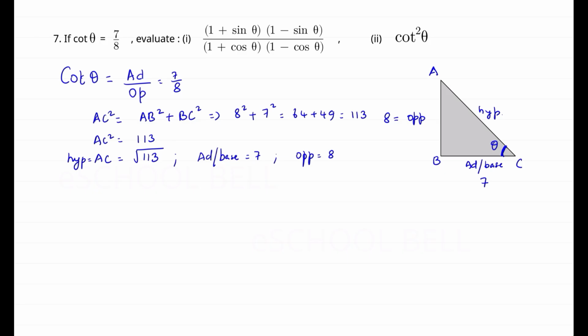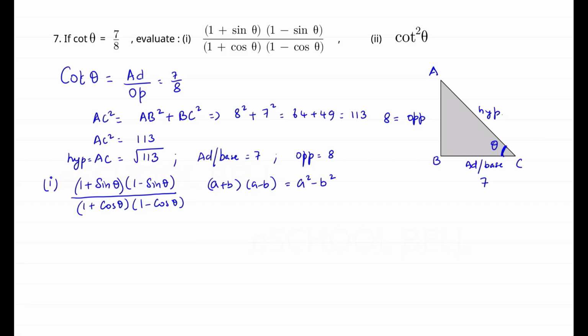Now, let us take the problem. (1 plus sin theta) into (1 minus sin theta) divided by (1 plus cos theta) into (1 minus cos theta). This is of the form (a plus b) into (a minus b). (a plus b) into (a minus b) is a square minus b square. Therefore, we can write this as 1 minus sin square theta divided by 1 minus cos square theta.